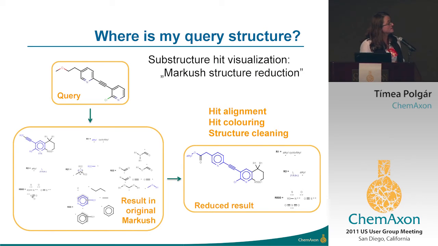Where is my query structure? When you have a complex Markush structure and you do a search, it's not always obvious where the query structure is in the Markush structure. So therefore ChemAxon developed the so-called Markush structure reduction method, which will show you where the query structure is located in the Markush structure.